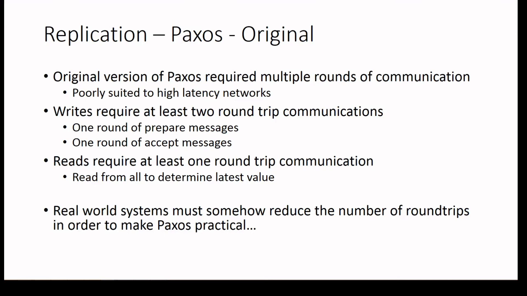And here's a brief overview of how the original Paxos worked. You can divide it up into two different components. There's the writes and the reads. The writes require two round trips because you had to send out one round of prepare messages where you told everyone to get ready to receive a commit message, and then a round of accept messages where everyone said, "Yep, we got it, everything's good." And reads require at least one round trip communication because you got to read from everybody to figure out what the greatest value is, and then read that one.